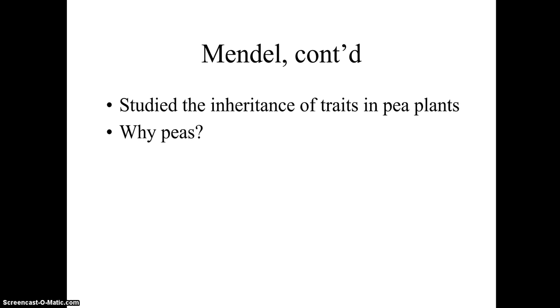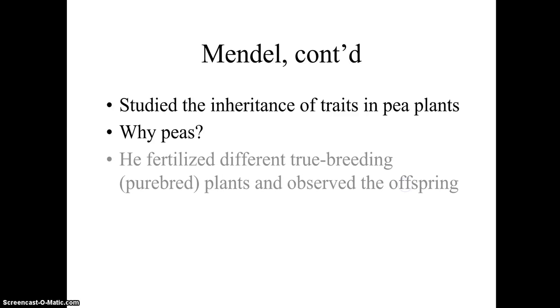Well, I mean, peas are a lot easier to study than elephants. Okay, peas are cheap. They're very easy to take care of. You can store a lot of them in a small space. So it's a lot easier to study something like a plant than it is an animal, and that's why he studied plants. What he did was he used purebred plants.